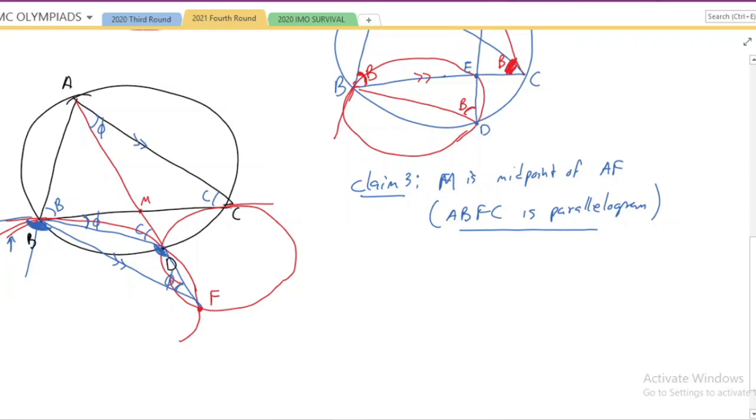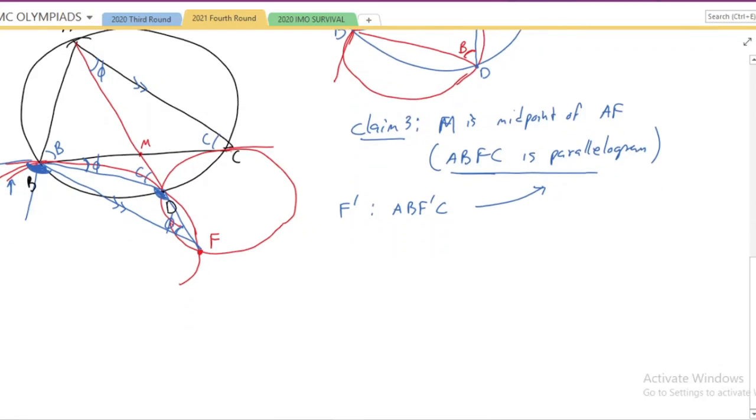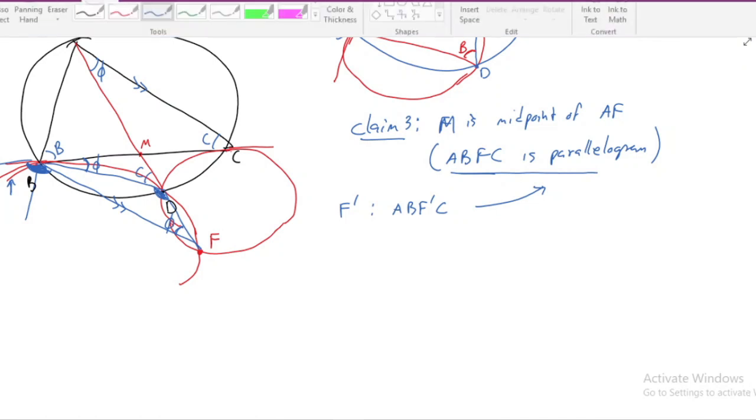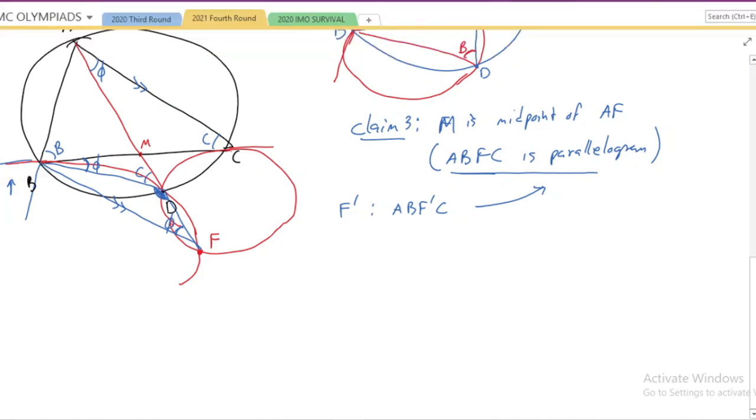Okay, I see. So I can't see a way to do this immediately, so I'm going to use a different approach. I'm going to use the idea of phantom points. The idea is that we're going to start with F prime such that ABF'C is a parallelogram, and from there we're going to prove that F is the same as F prime, and then we still have what we wanted. So let's do that from that perspective, so that will be much easier to work out.